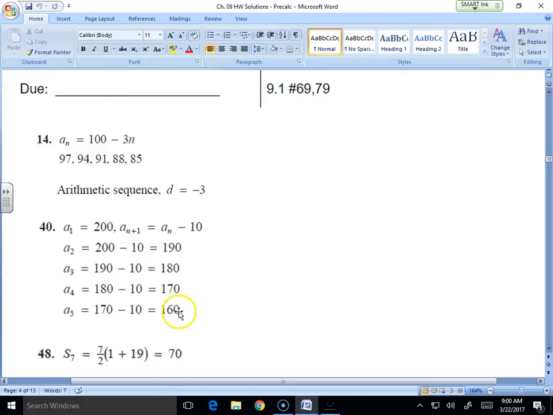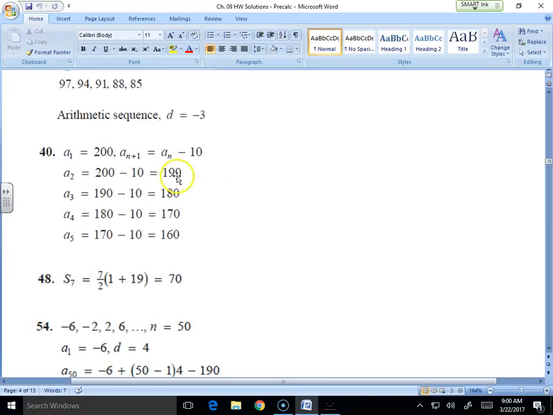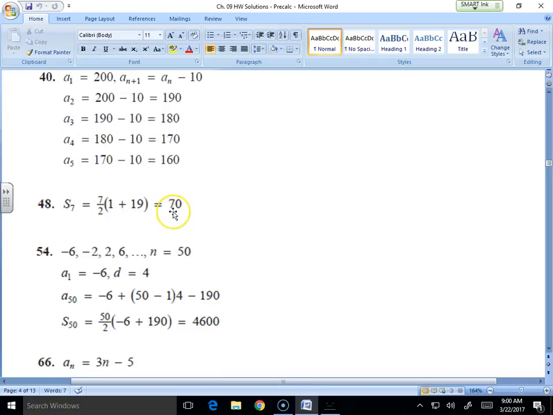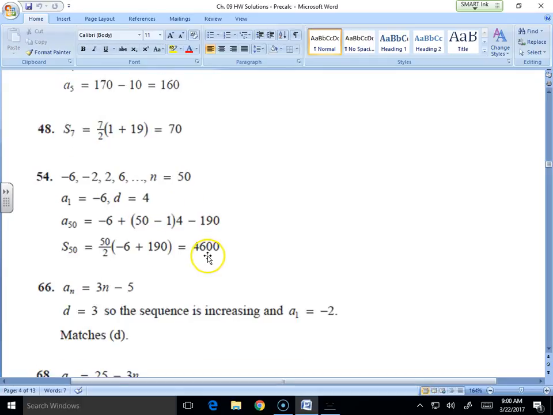All right, number 14. Final answer is a. It is arithmetic because D is equal to -3. Number 40, your first 5 terms, 190, 80, 70, and 60. Oops, I forgot. I apologize. 200 was the first, but they gave that to you. Number 48, final answer, once you plug in for the 7th partial sum into the formula that we were hopefully getting good at yesterday, 70. Sum of the first 7 terms, shortcutted with the formula, 70.